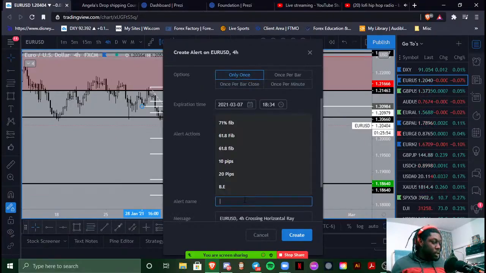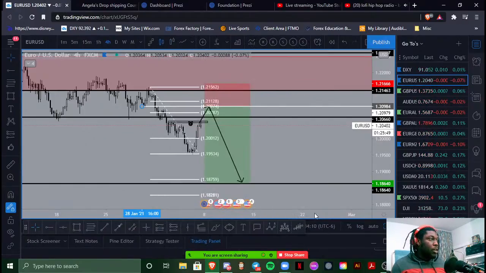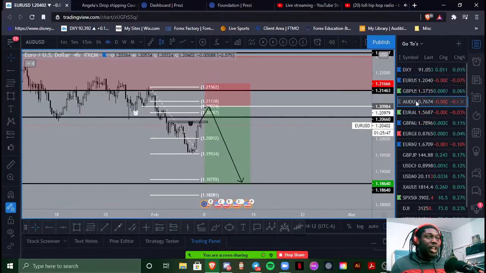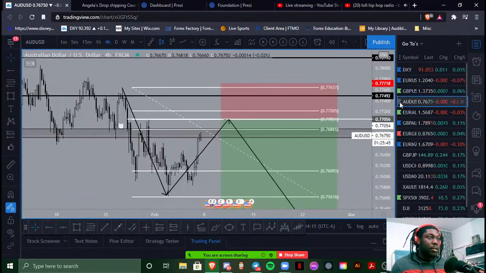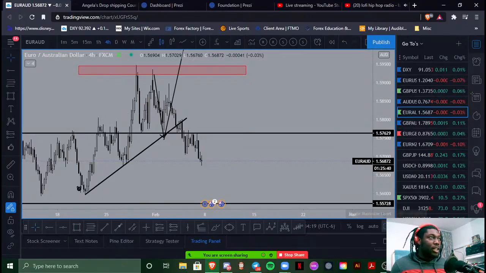Crossing 31% fib, sell entry. There we go. Alright, so that's AU. So let's see how that plays out. But got the blue on it. Going over to EURAUD.